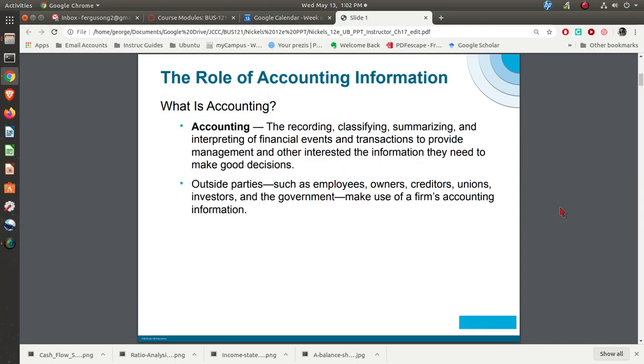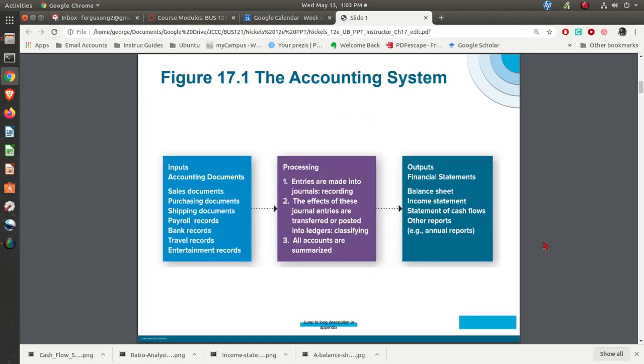Now, first of all, what is accounting? It's the language of business. What you're doing is you're recording, classifying, and summarizing all of the financial stuff that's going on within the organization. It's used primarily by employees, management, creditors, all of the people around the organization that may need some information as far as what's going on in that organization.